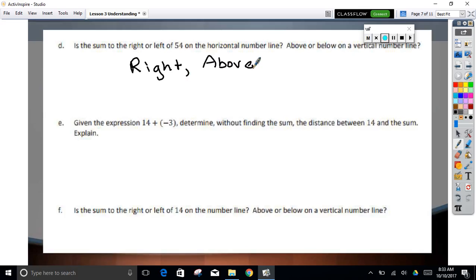Okay, next one, given the expression 14 plus negative 3, determine without finding the sum, the distance between 14 and the sum. What would be the distance between 14 and the sum? 3. It would be 3 units. Good. And then is that sum going to be to the right or left of 14 on the number line? To the left. And would it be above or below if it were vertical? If it's a negative 3, we're going to go down.